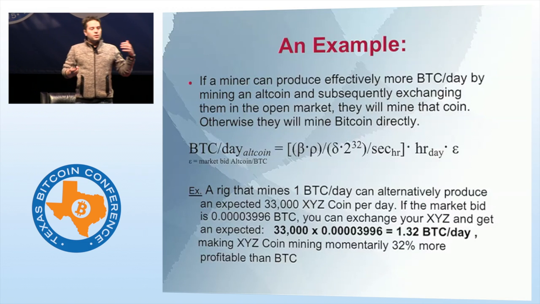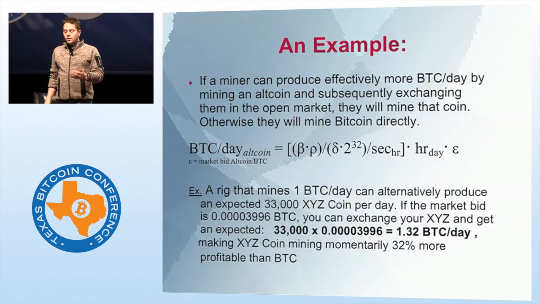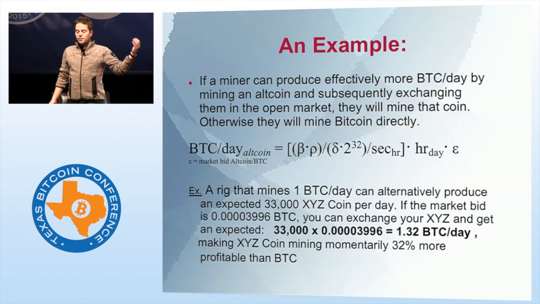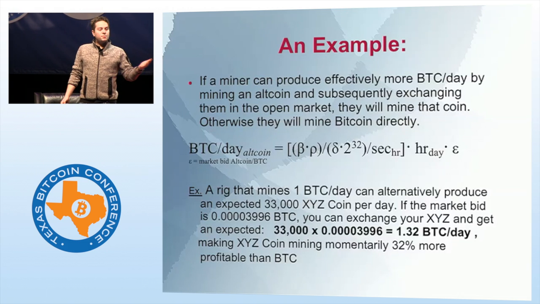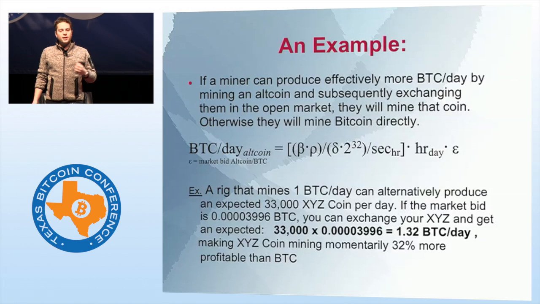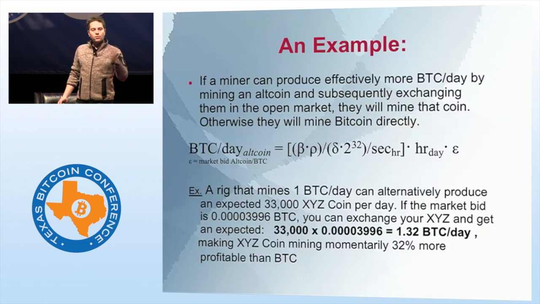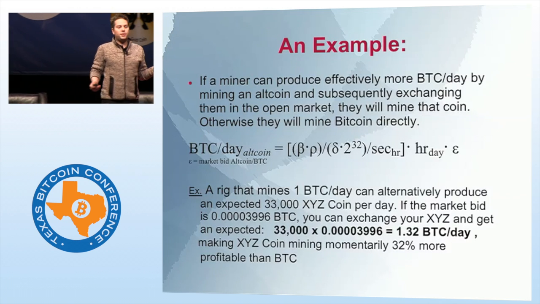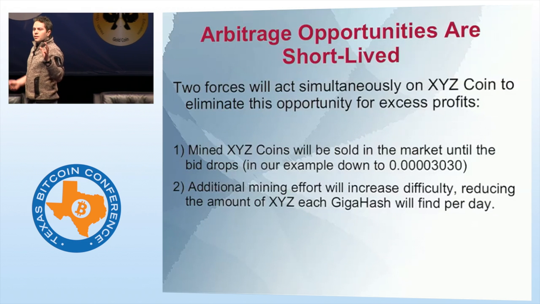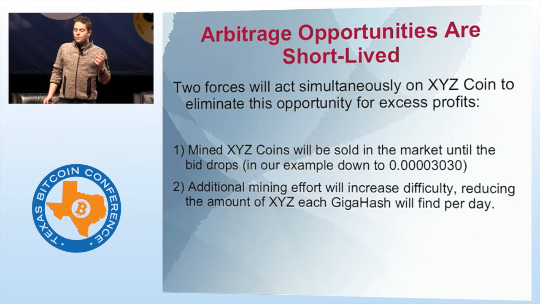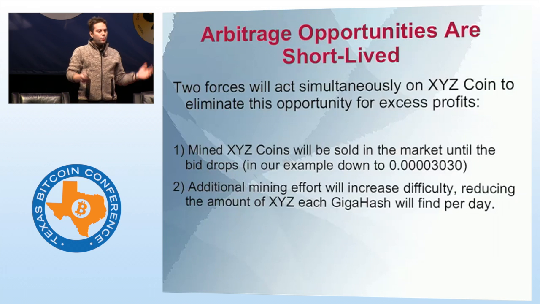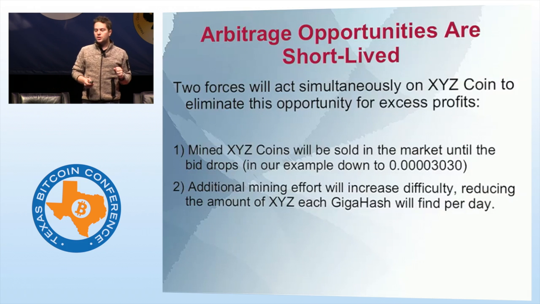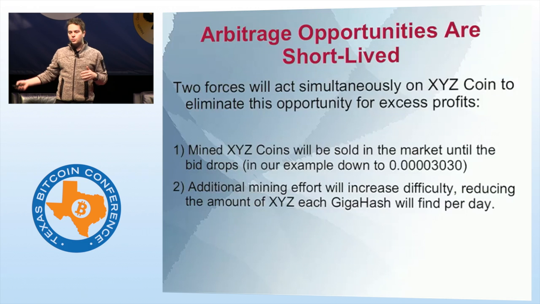Let's take an example. A rig that mines 1 Bitcoin a day can alternatively produce 33,000 of some hypothetical XYZ coin a day. And if the market bid on, let's say, Cryptocurrencies or a similar exchange is 3,996 Satoshi, you can sell those and get effectively 32% more Bitcoin a day than by mining Bitcoin. But these opportunities are very short-lived, because as people see this opportunity, they go in, produce these coins, and keep selling them in the market until the equilibrium price is reached. In this case that would be 3,030 Satoshi.